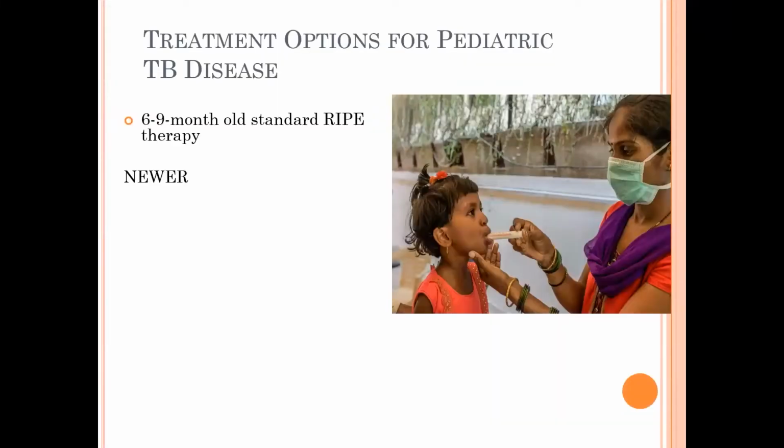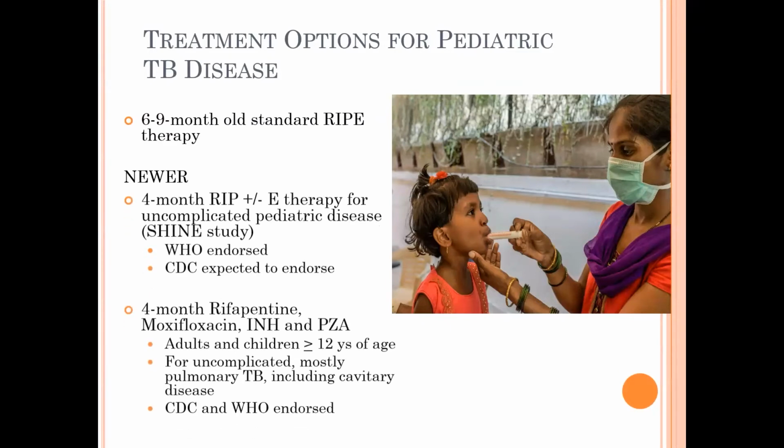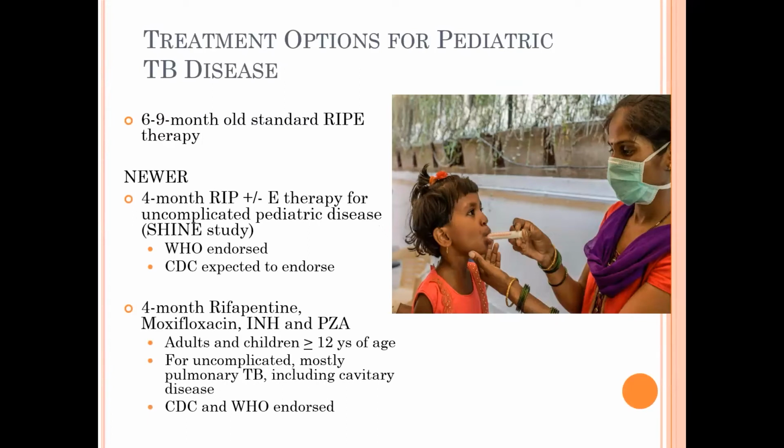So we have a number of options now that are new and better. We have the old standard of RIPE therapy for 6 to 9 months, and some of the newer options that I'm going to spend a few minutes talking about. The SHINE study, which was published this year, has already been endorsed by the WHO and is expected, hopefully, to be endorsed by the CDC sometime soon. This is a 4-month regimen of RIPE therapy for uncomplicated TB disease. And I'm going to spend a few more slides going over this.